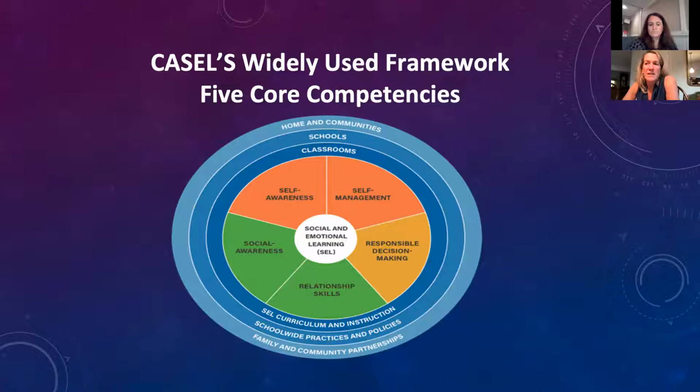The 5 core competencies that CASEL addresses are 5 broad and interrelated areas, including self-awareness, self-management, responsible decision-making, relationship skills, and social awareness. So I'd like to go further into each of these 5 core areas. Next slide.